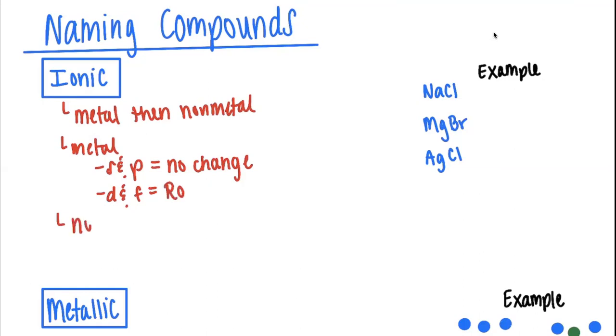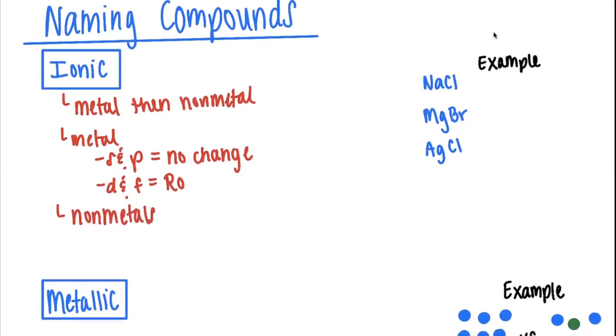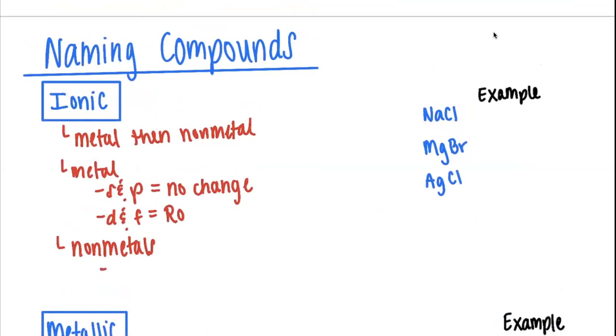So we'll write that there for nonmetals. For nonmetals, she just said it, we add IDE, okay? But remember this thing called Roman numerals? Oh, the number. Okay, yeah, I remember. Yeah, there you go.